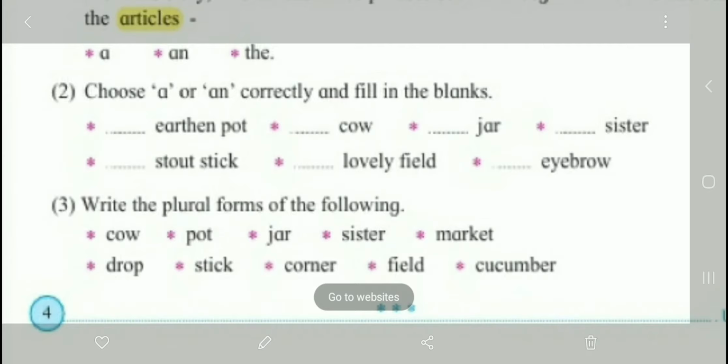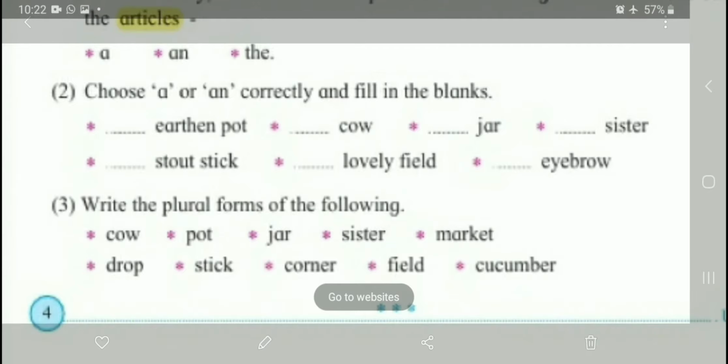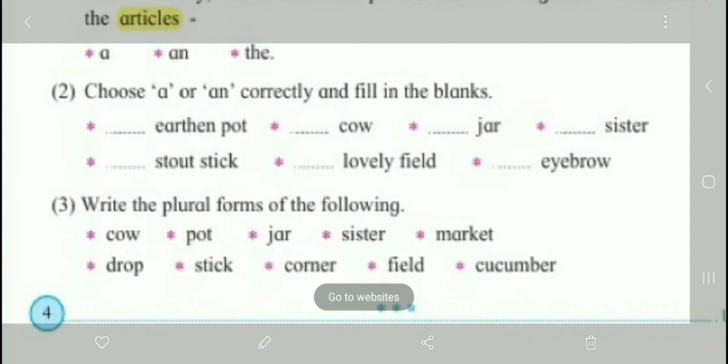Pot, pots. Jar, jars. Sister, sisters. Market, markets. Drop, drops. Stick, sticks. Corner, corners. Field, fields. Cucumber, cucumbers. So like this you have to add S at the end. And this you are going to write in the grammar part of your English notebook.